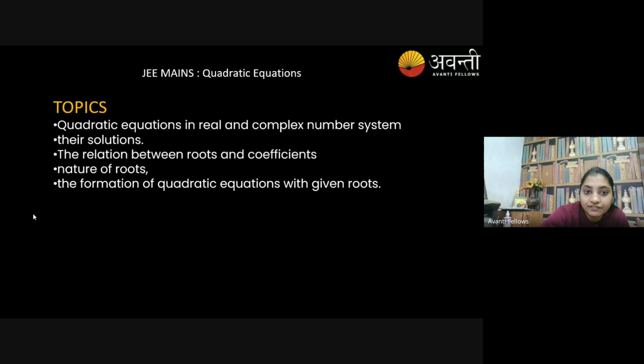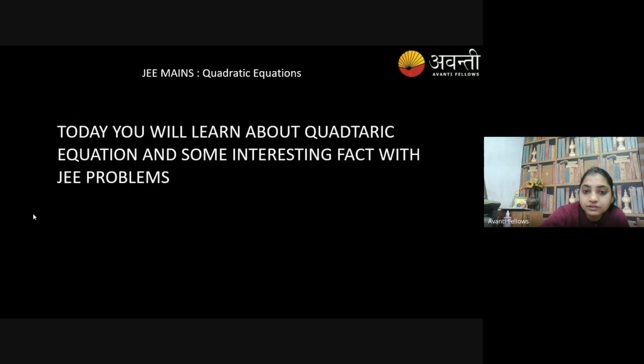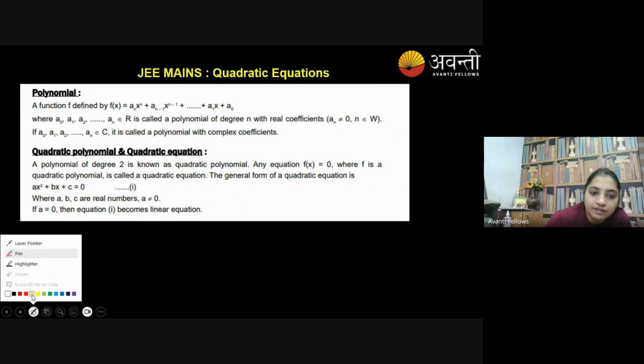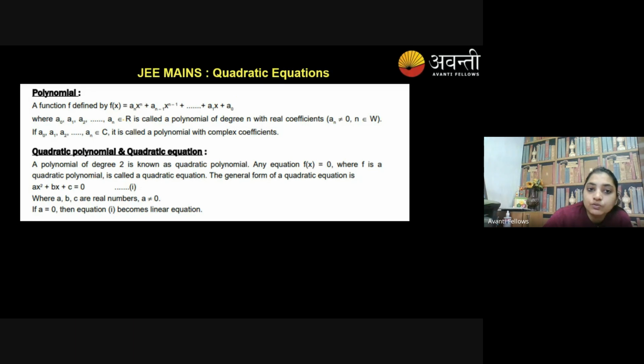So we will learn some different topics and different aspects. Very first, what is a polynomial? Everyone knows that whenever we have an expression where every power of x is a positive integral value, that is called a polynomial. When the polynomial degree is 2, it is called a quadratic polynomial. When your polynomial is equated with 0, that is called a quadratic equation. Clear?